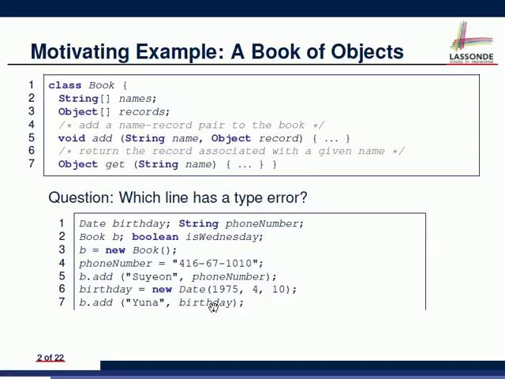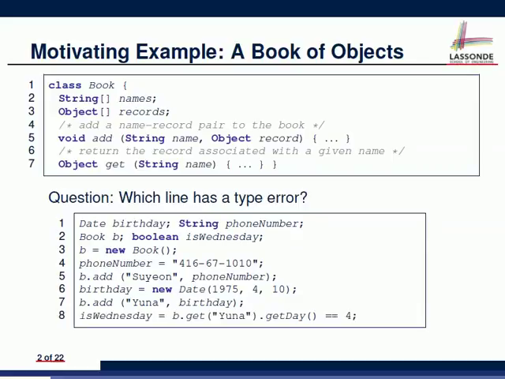Line number 7, we are trying to add a second record into the book. You can see that we're trying to add for Yuna her birthday. You can see the birthday and phone number are different types, right? That's something to think about. Line number 8, I know that Yuna's birthday has been stored inside the book. So I say b.get Yuna, and that should return her birthday, right?